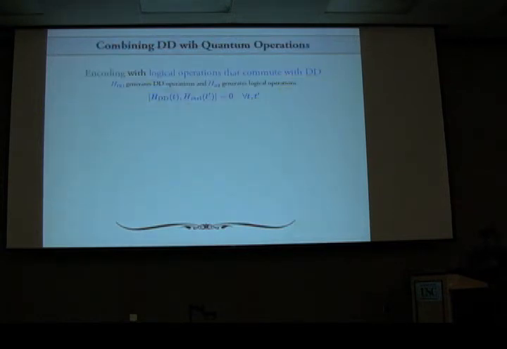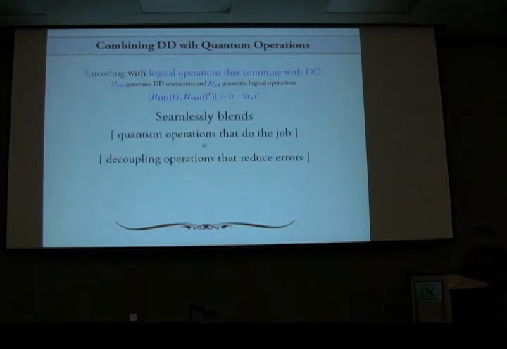Okay, so let me go over to the main part. As Leonid was talking about, almost exactly the same thing, when you want to combine an encoding with dynamical decoupling, you want to make sure that the control Hamiltonian for the encoded operations commutes with the decoupling pulses, so that you could seamlessly blend these two. So your quantum operations are going to do the job, and the decoupling operations will reduce the errors. And you could even top it with measurements to get more quantum error correcting code goodness.